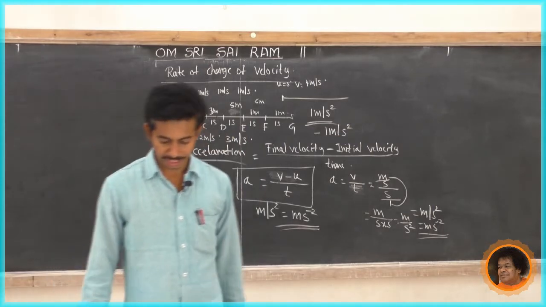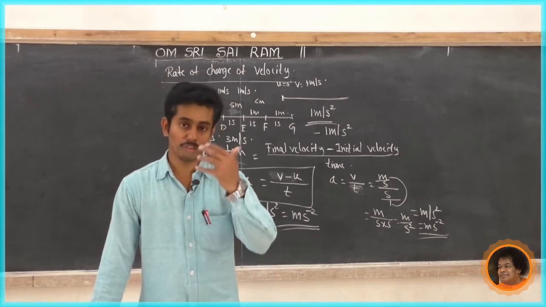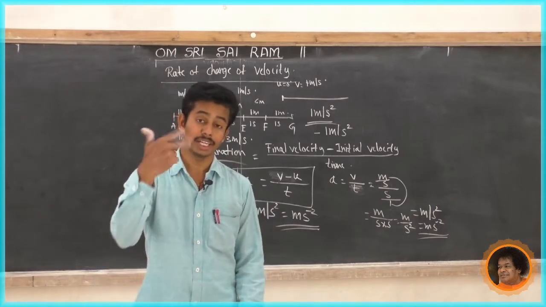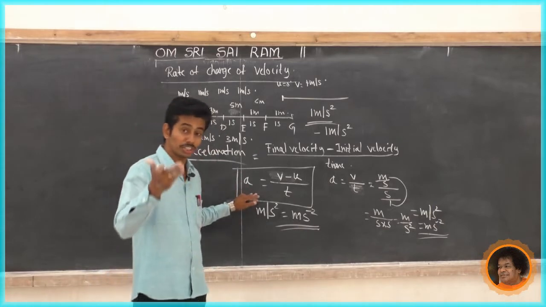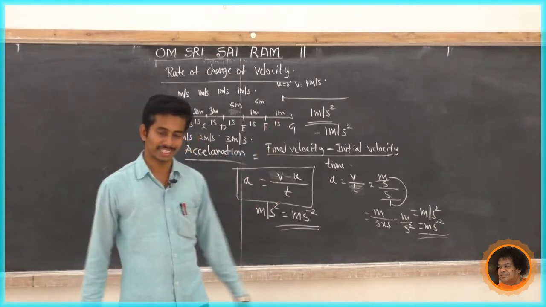What is the meaning? The acceleration taken to be negative means it is opposite to the direction of velocity. If it is opposite to the direction of velocity, it means the velocity is decreasing. This is the meaning of plus and minus.